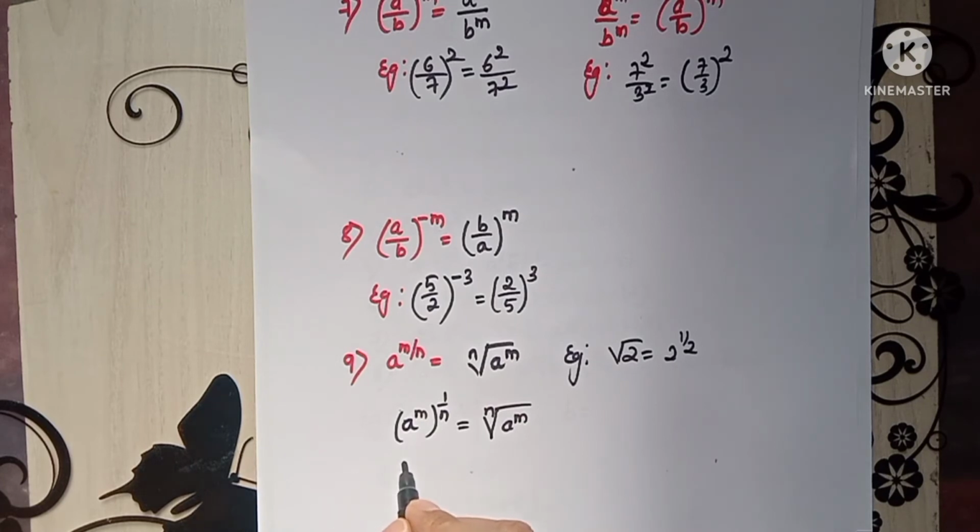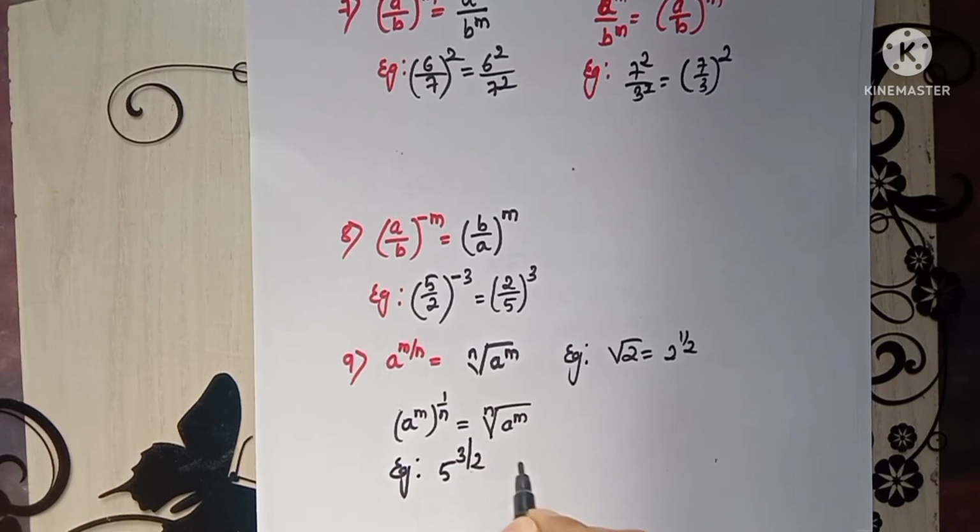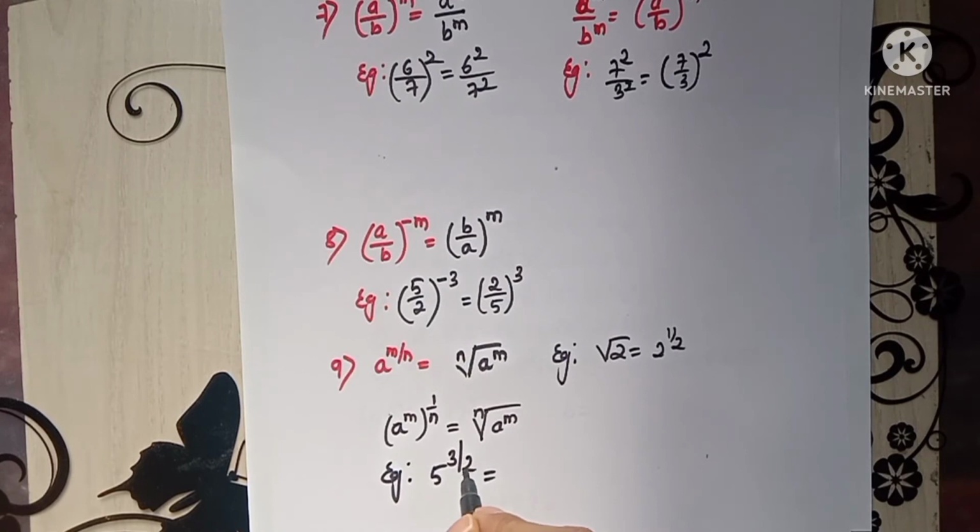For example, let us take 5 to the power 3 divided by 2. So, this will be what? Here we have 1 divided by 2, which means square root. So, this one is the square root of 5 to the power 3.